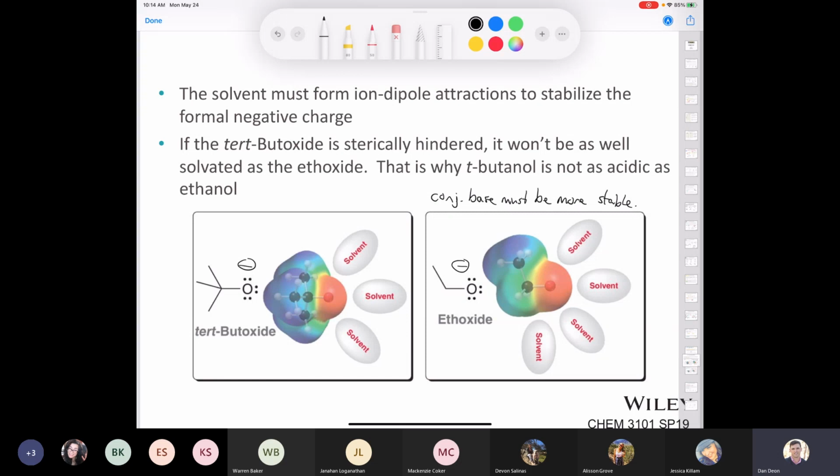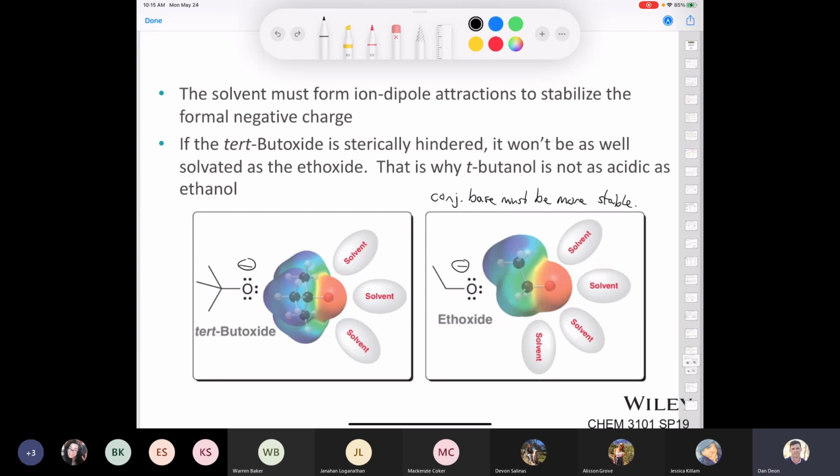It's because of the interaction of the solvent and the alkoxide, or the negative charge on the oxygen. And it's the ability of the solvent to stabilize that negative charge. Since the tert-butoxide is sterically hindered because of all these CH3 groups, all these methyl groups, it kind of blocks the oxygen, and the oxygen has a harder time interacting with solvent molecules. It can interact with them, but it interacts with less of them than the ethoxide, which only has this one little measly group. And so more solvent molecules can gather around it and stabilize that negative charge. That's the answer, my friends.